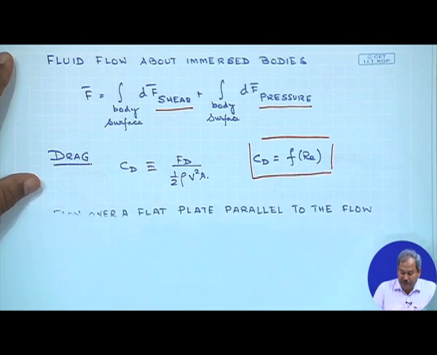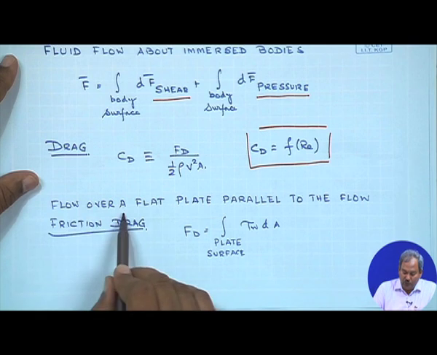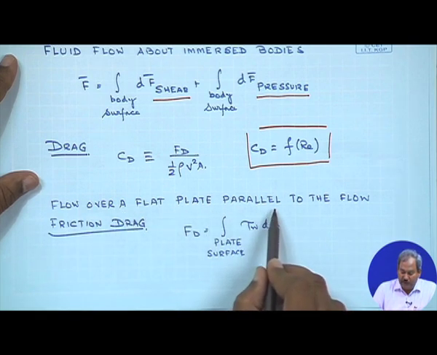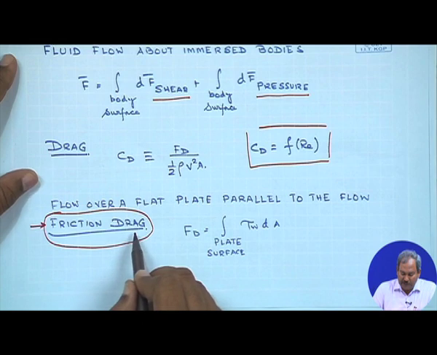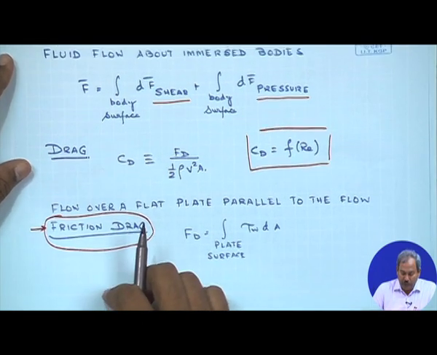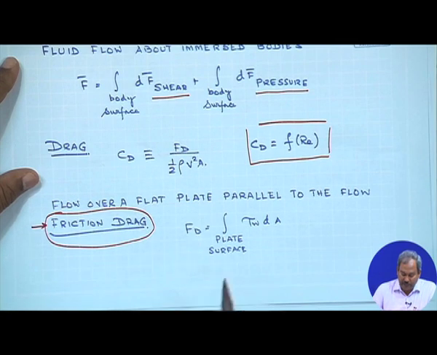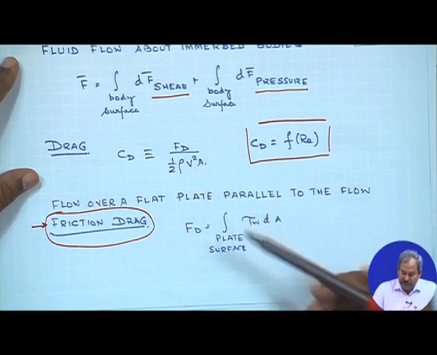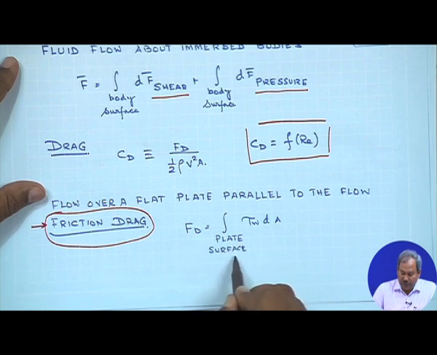The value of the drag coefficient will be different for different situations. So we are going to analyze the flow over a flat plate which is located parallel to the flow, and therefore we are only talking about frictional drag. Any discussion from this point on only refers to frictional drag, because we are dealing with flow over a flat plate. So using the concepts that we have derived so far, the drag force FD, if we integrate over the plate surface, is tau w times dA.